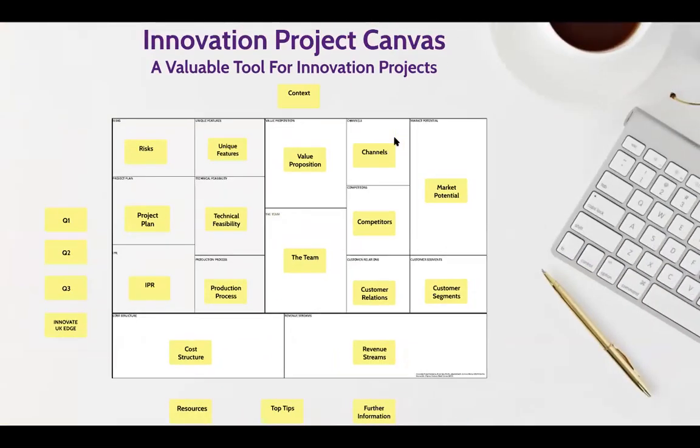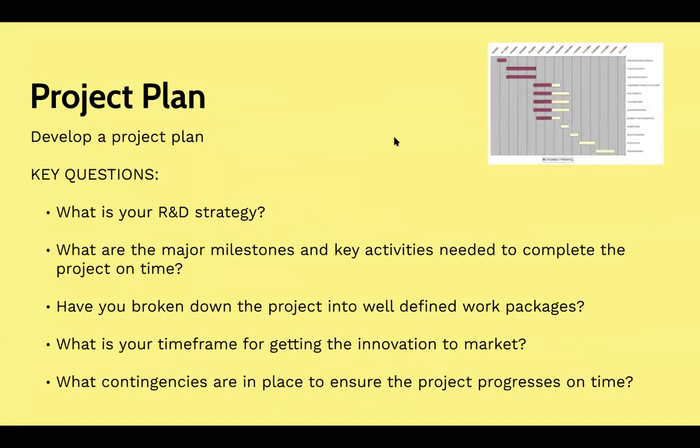So moving on from the intellectual property rights, we then have a look at the project plan. So it's having a look and seeing how things develop in terms of the structure of the process that you're putting in place to take the concept to commercialization, or to whatever stage you're looking to take it to within a grant funding application. So you have to show a comprehensive research and development strategy, highlight what the major milestones and key activities are needed to be able to complete the project on time, and making sure you've broken down the project into well-defined work packages.